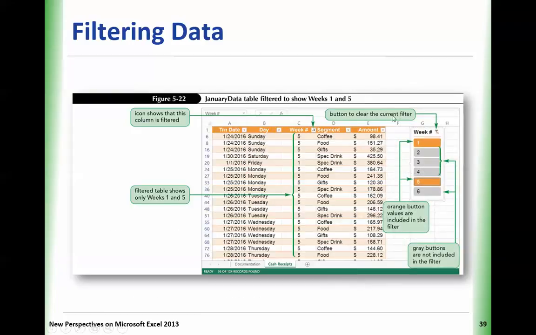Alright, so we have a button to clear the current filter. Orange button values are indicated in the filter. Gray buttons are not included in the filter. This is a slicer. Icons show that the column is filtered. The filtered table shows only weeks 1 through 5. You can see 1 through 5, 1 through 5.